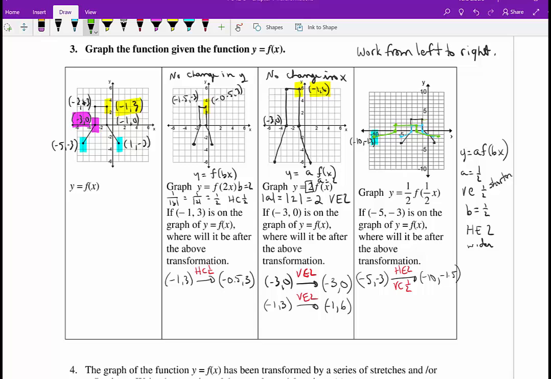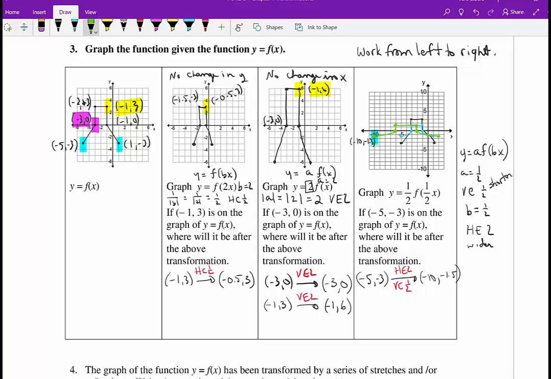Okay, so the green graph is our final graph for y equals 1/2 f of 1/2 x, okay? So if you want to do the horizontal expansion by a factor of 2 first, you can, and then do your vertical compression by a half second, that's not a problem. You will arrive at the same graph, okay?